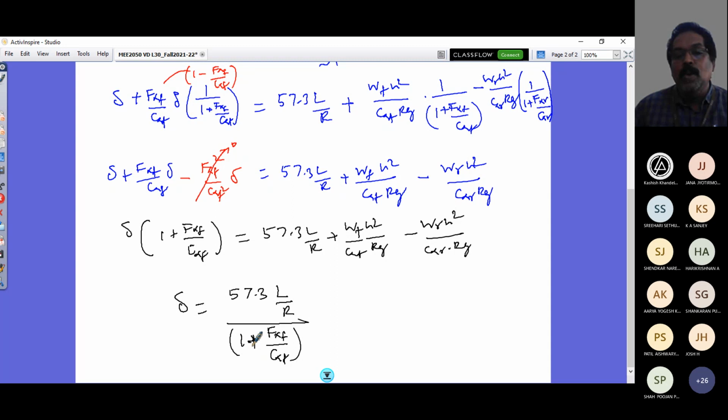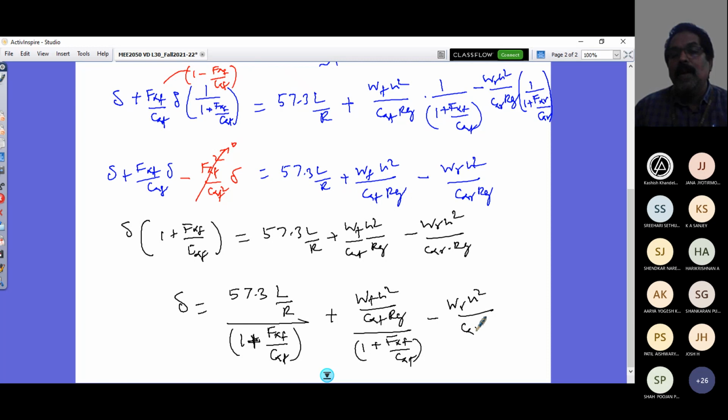What is to be noted here is, though the drive forces are in the front and the rear, the front wheel drive force is influencing the first term. There are 3 terms here, and it is influencing the first term. And then this term is going to be plus WF U squared by C alpha F RG by 1 plus Fxf by C alpha F minus WR U squared by C alpha R into RG by 1 plus Fxr by C alpha R.